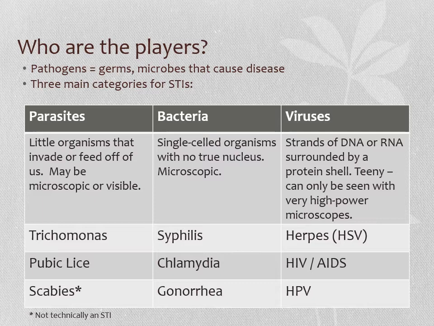Bacteria are different because they are single-celled, so they're microscopic, they're tiny. It's only one cell, and it doesn't have a true nucleus, so that's why a bacterium can be different from a single-celled parasite. There's no true nucleus. And so we're going to talk about three of those. We're going to talk about syphilis, chlamydia, and gonorrhea, which are the three major bacterial STIs.